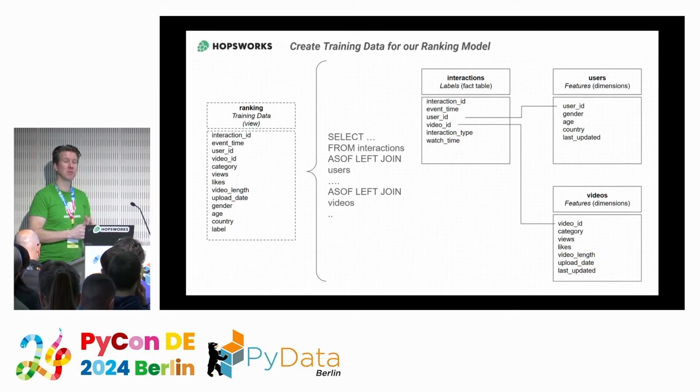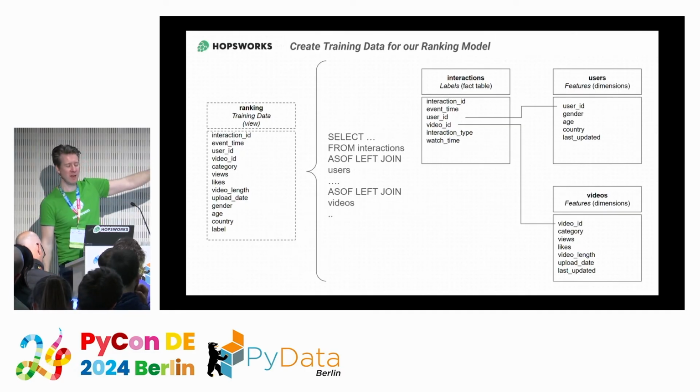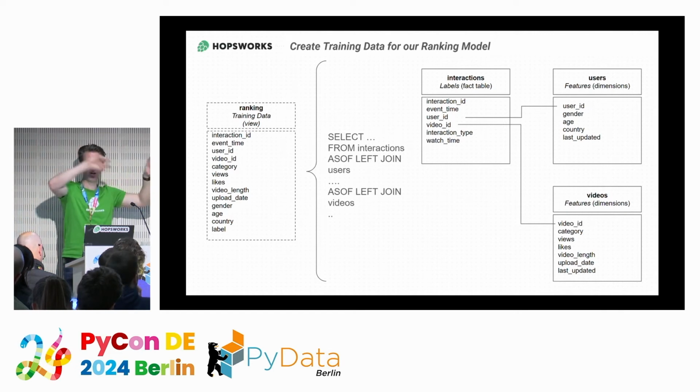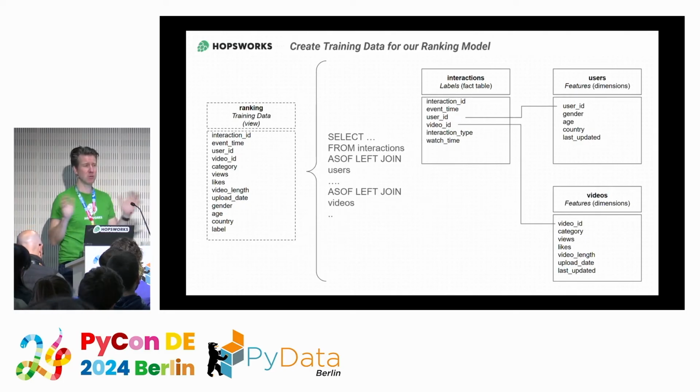There's a worst case, which is what we call future data leakage. So you've got some time series data and you're taking the interactions as your starting point. We're going to create training data from there, pulling in some features from the users and some features from the videos. But if you use things that you knew were going to happen in the future, you get what's called future data leakage. It sucks, right? Because then your training and testing goes great, but in production it doesn't work at all.